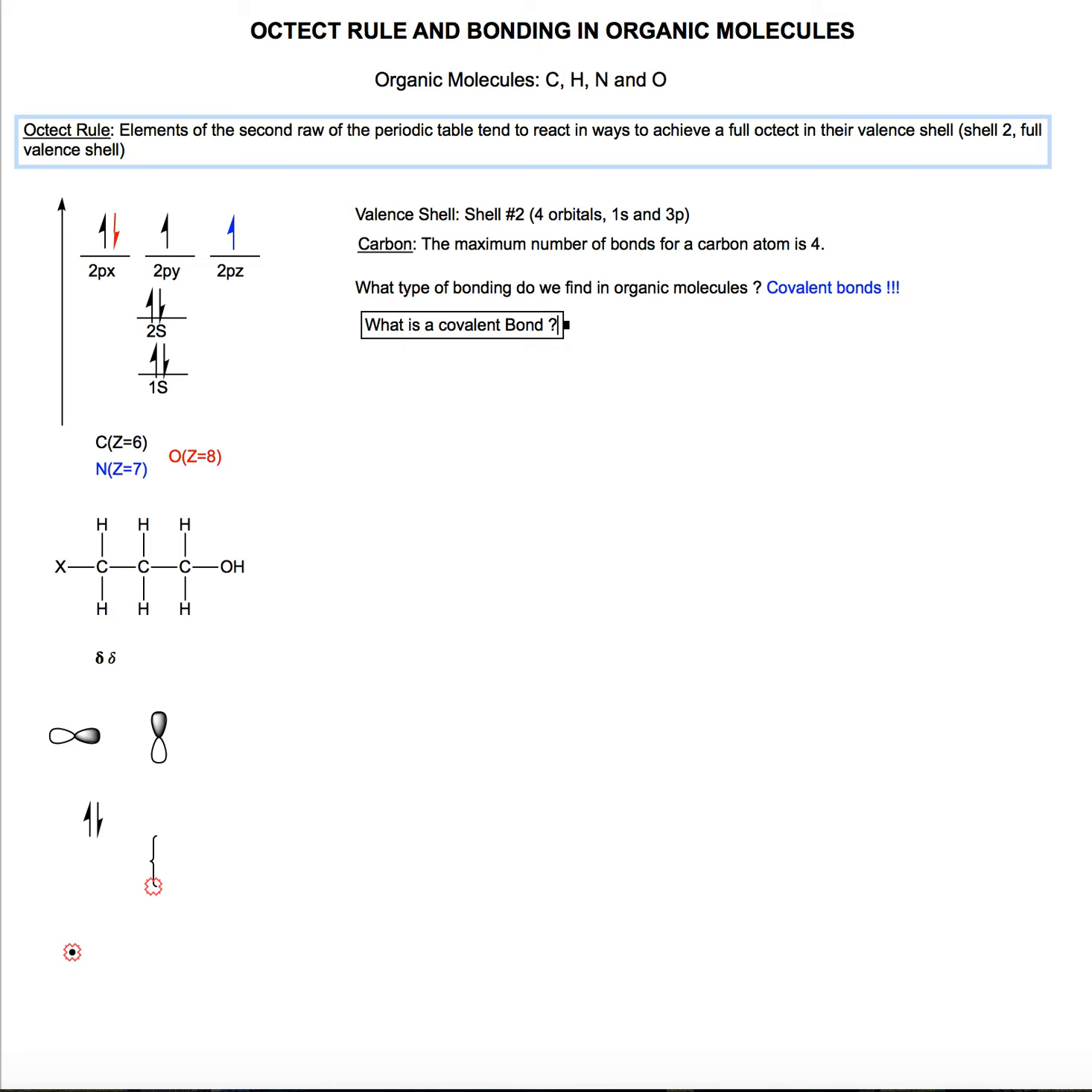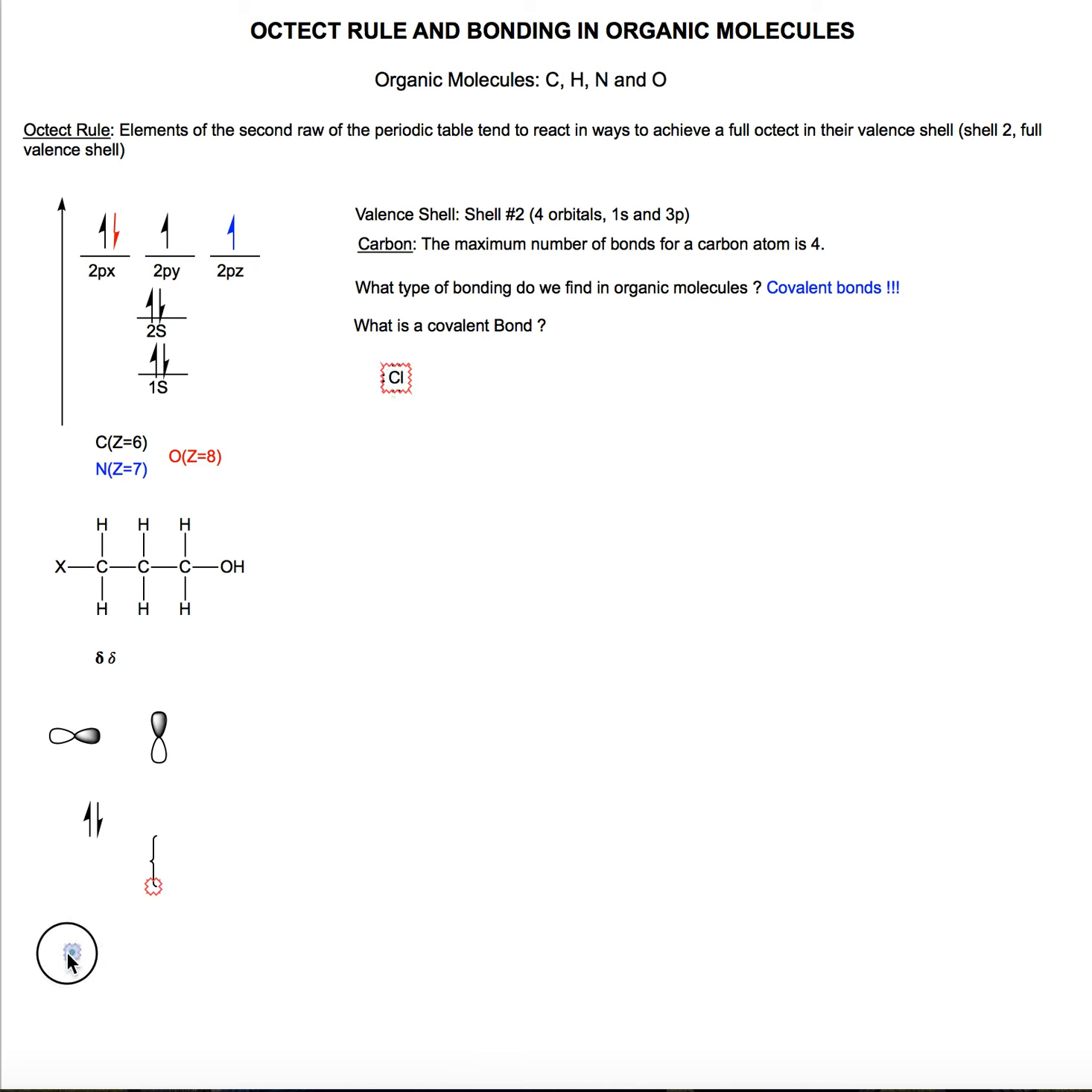So a covalent bond is formed when 2 atoms share electrons to form a new bond. Let's say, for example, we have a chlorine atom. Chlorine is in group 7, therefore it has 7 electrons in the valence shell. So let's complete the Lewis structure of chlorine, 6, and I'm going to add a 7th electron here.